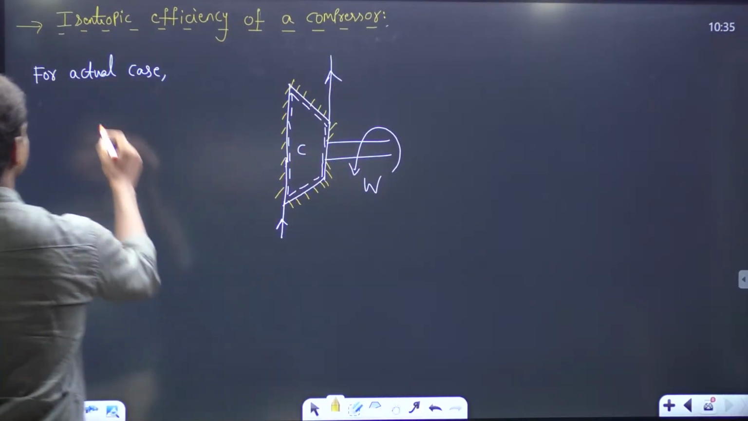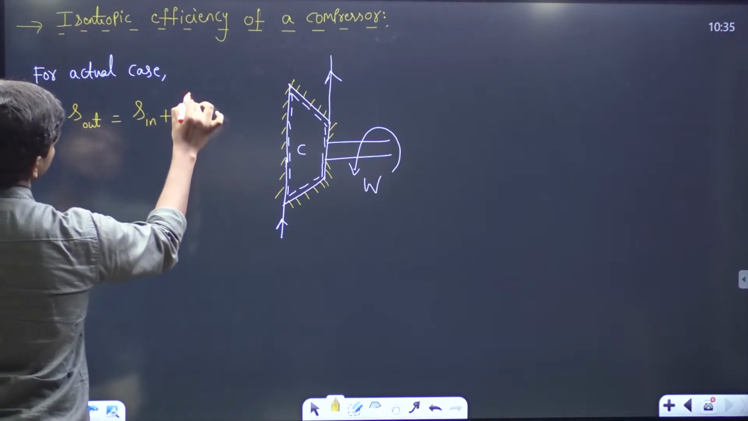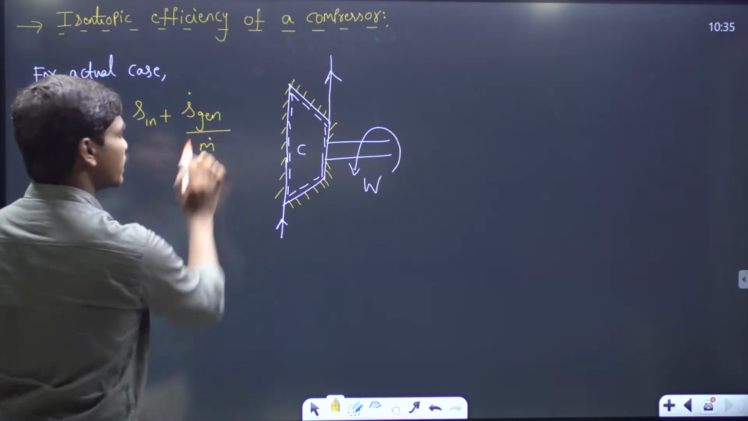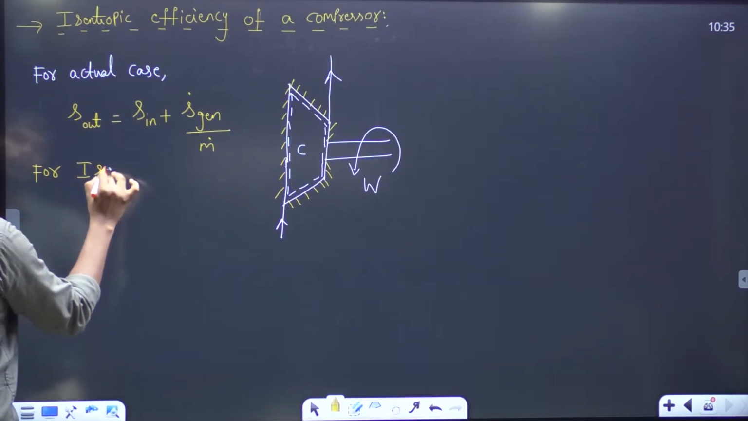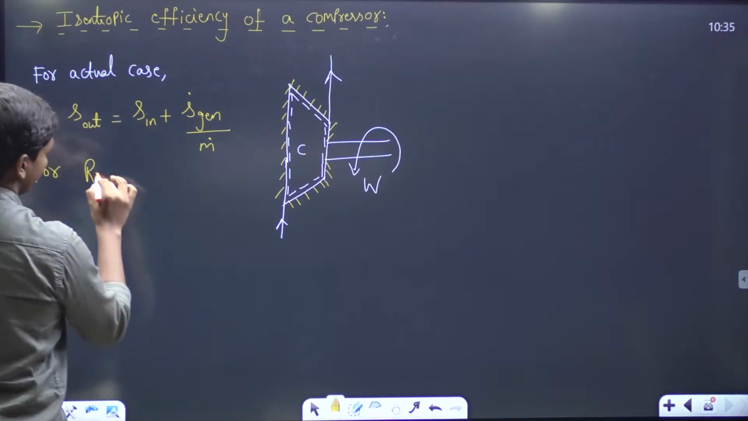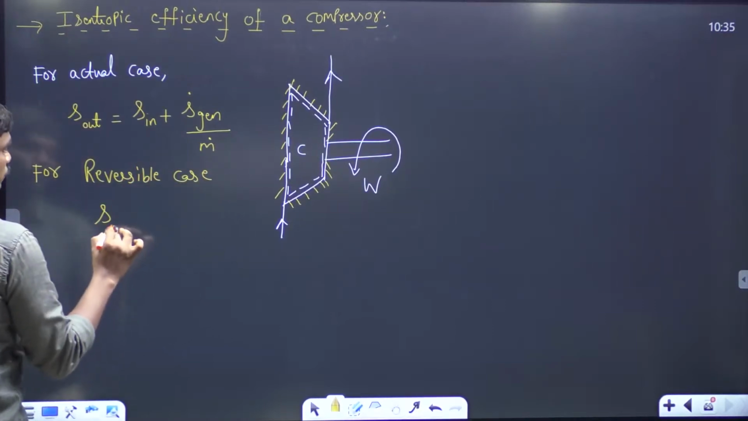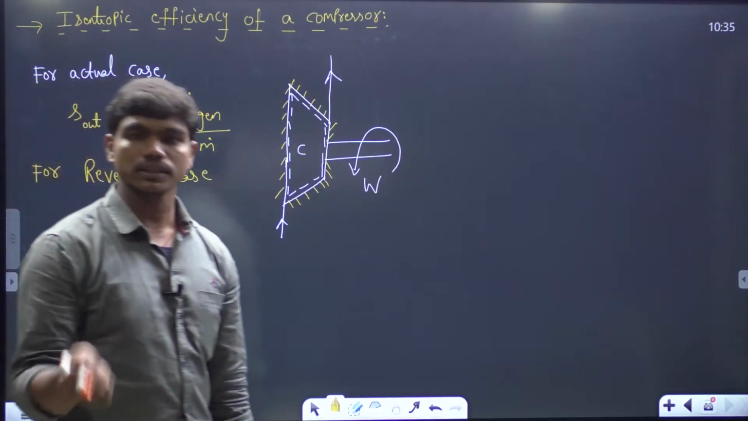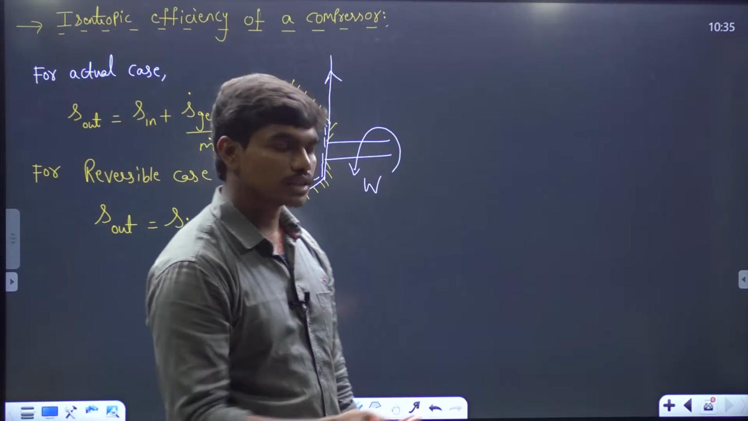So for the actual case, S out will be equal to S in plus S dot generation divided by M dot. Since I am assuming steady state, I am putting M dot, not M dot in or M dot out. For the isentropic case, or else you can write for the reversible case, S out will be equal to S in, which we have seen in the case of the turbine as well. Equations don't change, only the direction of work interaction changes. Turbines generally give you work output, whereas compressors consume work input.